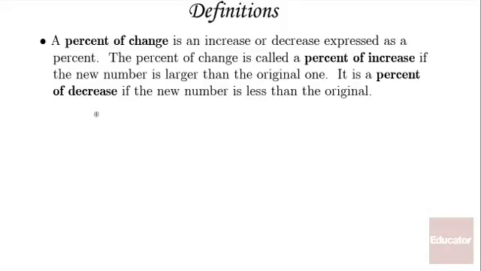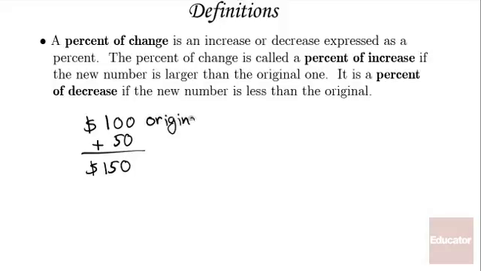To illustrate this, if I start out with $100 in my savings account, and then I go out and earn some money, and I add $50. So I add $50 to the amount I had in my account, and then I end up with $150. The original amount was $100. The new amount is $150, and that was actually an increase of 50%. So that's a 50% increase.